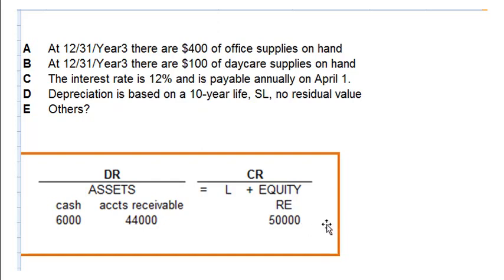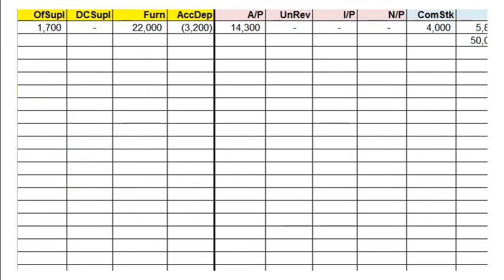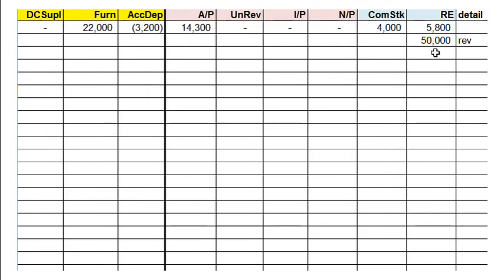Let's go ahead and put it in the spreadsheet. I'm showing my increase to cash, my increase to accounts receivable, and on the other side of the equation, an increase to retained earnings with the detail, and I should probably be a little more clear here. This would be daycare revenue.